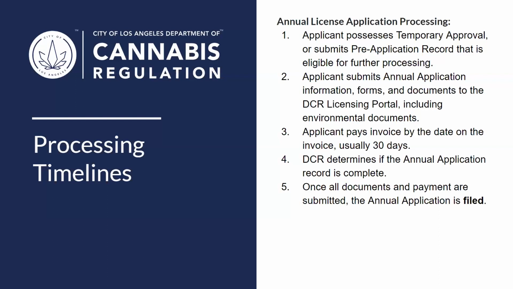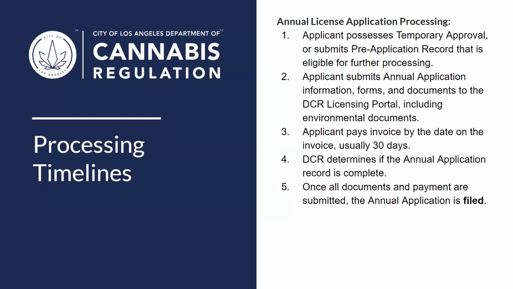What'll happen is when the annual license record is submitted, the fees will automatically be assessed, and then DCR staff will have to review the record to determine whether or not the record is eligible for a fee waiver. If the record's eligible for a fee waiver, the waiver will be applied directly to the record. If it's not eligible for a fee waiver, an invoice will be generated, and then the applicant will have 30 days to pay the invoice, or the application record will be deemed abandoned.